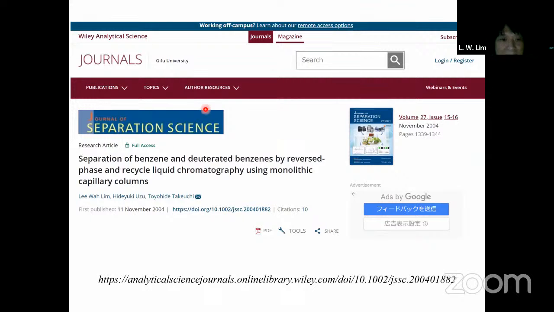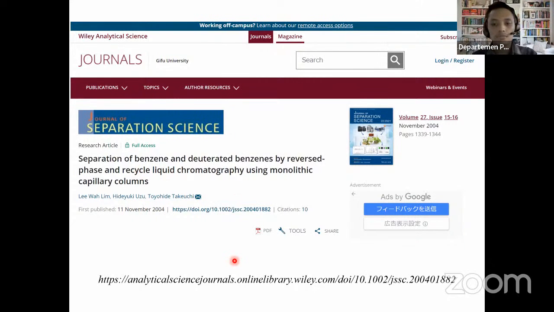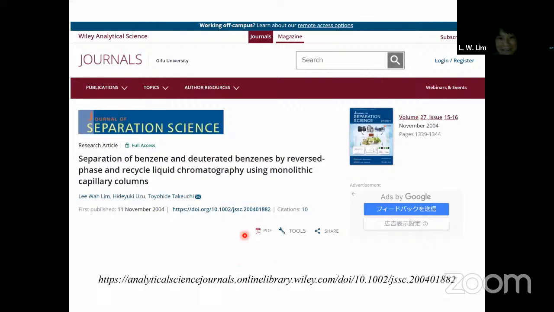You can get my email from Mora later, or you can send your CV to Mora first. Maybe Mora can do some selection. UPI will have some scholarship information, so maybe you can contact Mora or the head of department for scholarship information. Anyway, you can Google separation science if you want to read more about this recycle system. Okay, that's all for today.